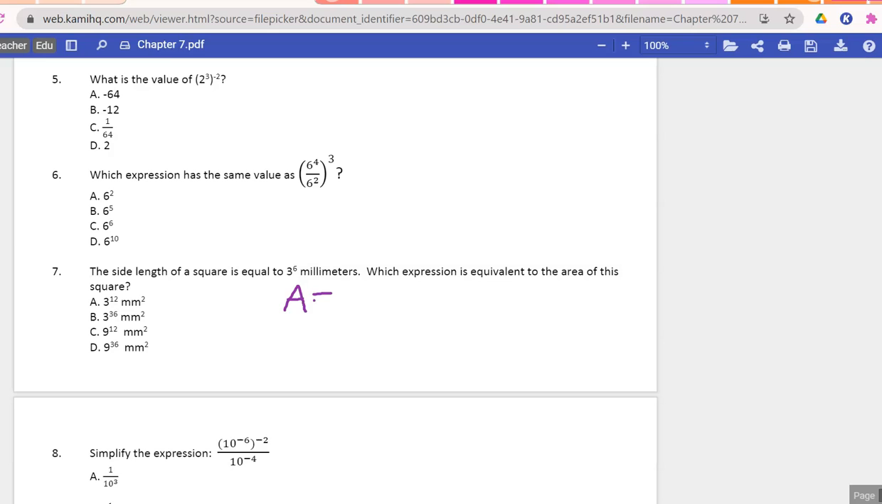So remember, with a square, your area is just going to be your side squared. In this case, you know your side length is 3 to the 6th, so 3 to the 6th squared. Power of a power rule here, you're raising that 3 to the 6th to the 2nd power. Remember, you're going to multiply your exponents, and you get 3 to the 12th, which is answer choice A.